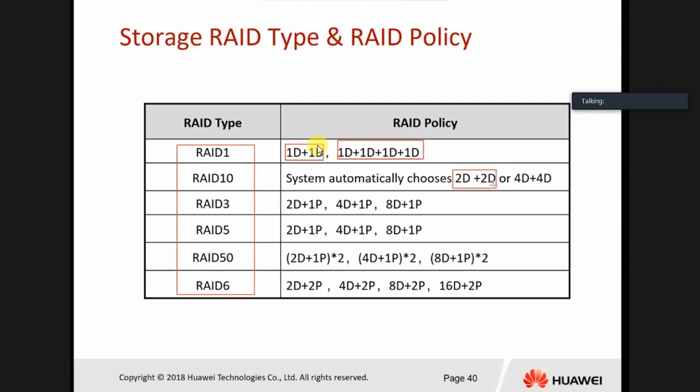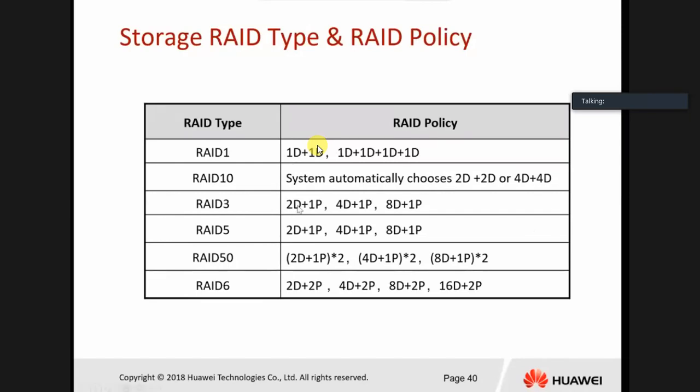In RAID 10, you will see that by default, they will choose 2 disks plus 2 disks or 4 disks plus 4 disks. Okay, so this disk is not the physical disk. This disk is basically the disk size it can create. Okay, how many RAID disks it will create from here. Okay, then this is the RAID 5 policy, RAID 3, and RAID 5, RAID 50, and RAID 6. So you need to select for each and every one of the storage types here what type of RAID you want to run, what is the RAID policy you want to run on it. Okay, so you have to select it.